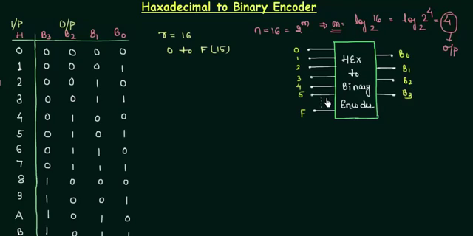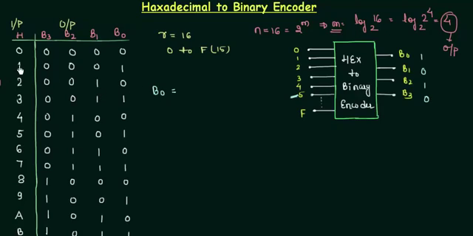For example, in the encoder, if I say 5 is high and the rest of the inputs are low, then B3 to B0 will be 0 1 0 1. You can see here 5 is 0 1 0 1. Similarly for the other inputs if they are high. So let's find out the values for the bits B0, B1, B2, B3. Let's first see for B0, and let's see for what case it is high.